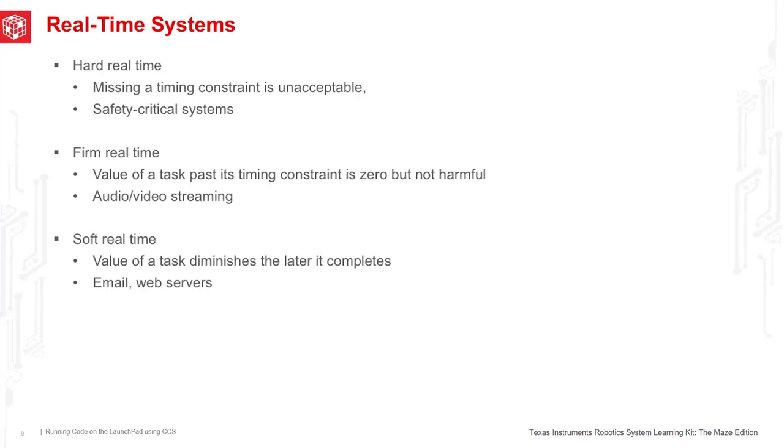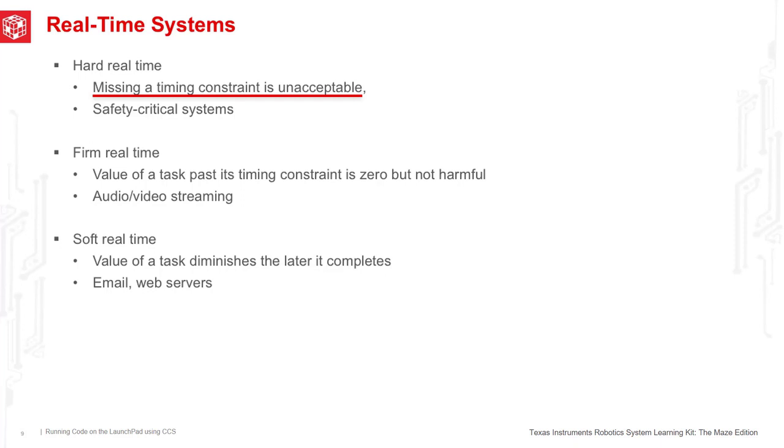Time is important, so we can define time in three ways. Hard real time means that a timing constraint will never be missed. We've just had an accident, and we will always deploy the airbag within so many milliseconds, and it will be completely unacceptable to miss a timing constraint, and that's what we're going to call hard real time.